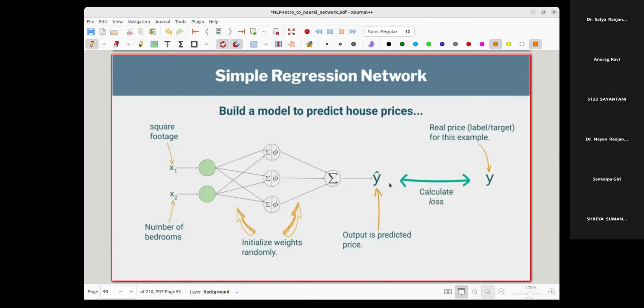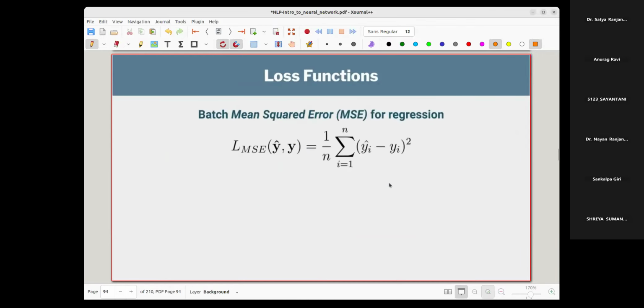Now once you calculate the loss, the question is what kind of loss function you should use and how to calculate the loss. Generally for the regression case we use a mean squared error loss. So what is mean squared error loss? Very simple. You have yi cap, meaning there are n number of examples, n number of inputs. For each input, this network will provide one yi cap.